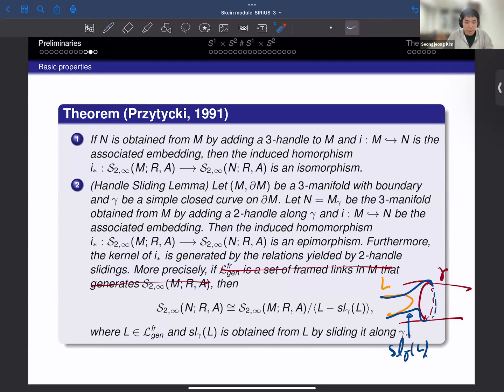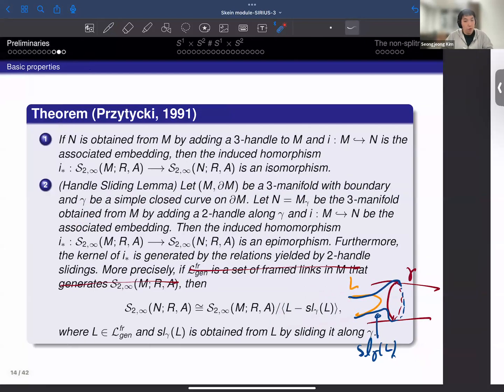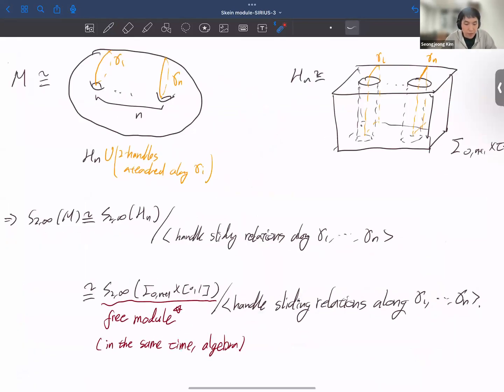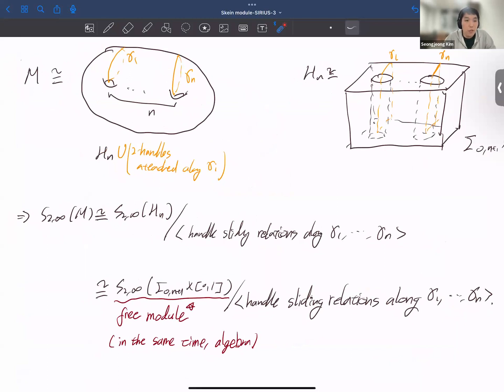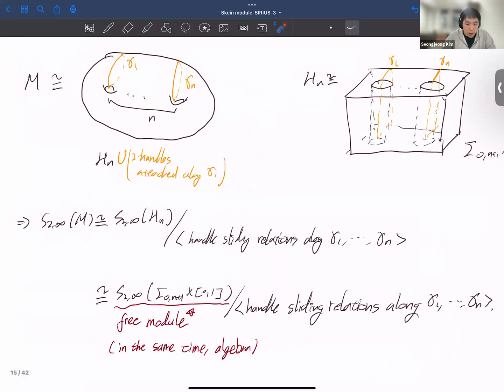And here we can see that if we attach the two handles along gamma, then we get the relators from the two handles. And from those two properties, we can get such a strategy to calculate the skein module of a three-manifold. We know that a three-manifold can be obtained from attaching two handles along closed curves on the boundary of a handle body, and then we attach a three handle additionally. But we know that a three handle does not change the skein module, so let's forget about the three handle.